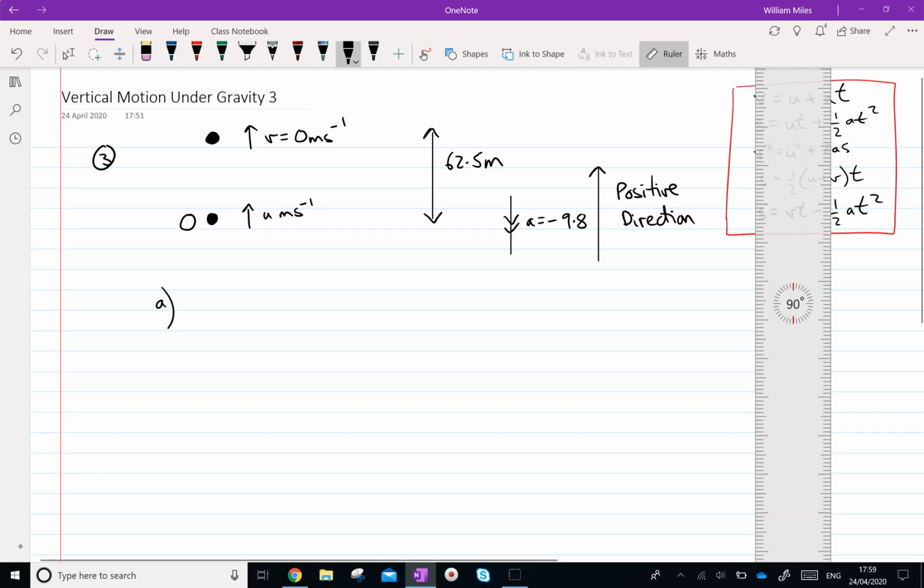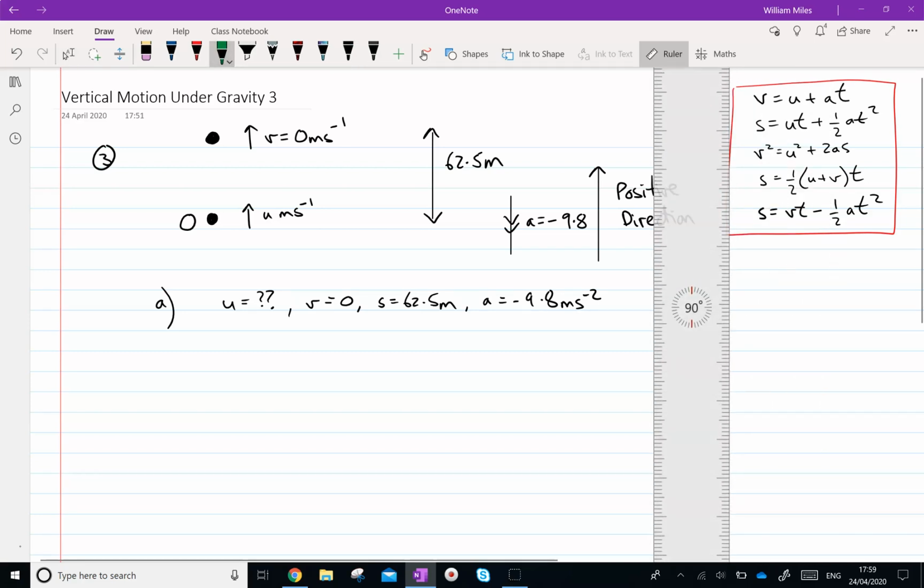So in this question, we don't have u. We've got v, which is 0, based on the 62.5 that we've got here. If we talk about that displacement from the point O, 62.5 meters is going to be s. And the acceleration is here, minus 9.8. It's against the direction of travel, meters per second squared. So we've got u, v, s, and a.